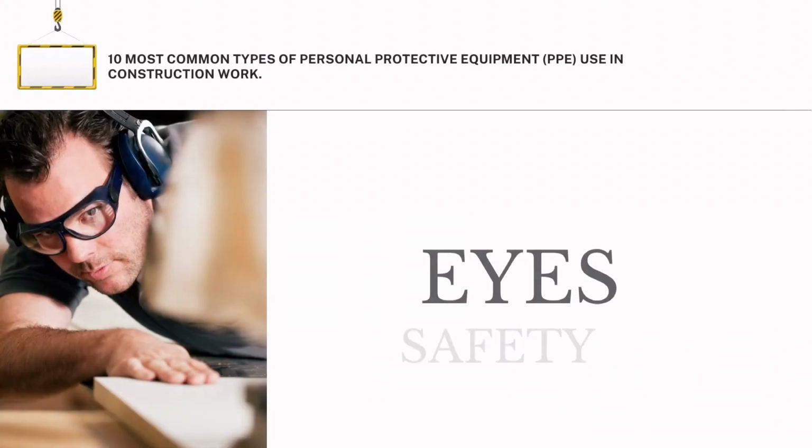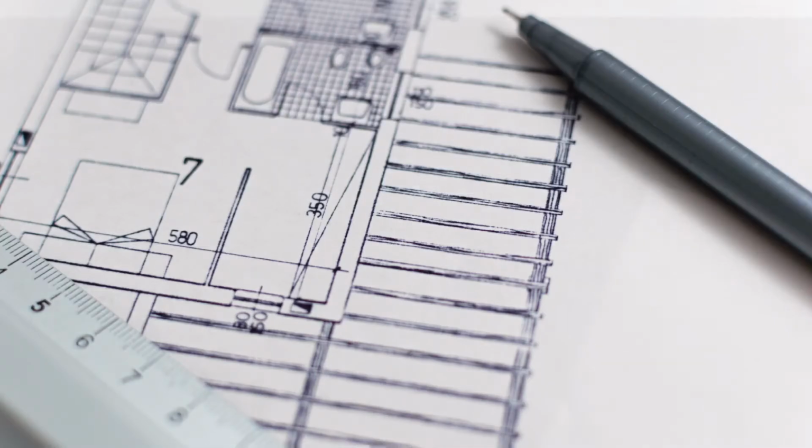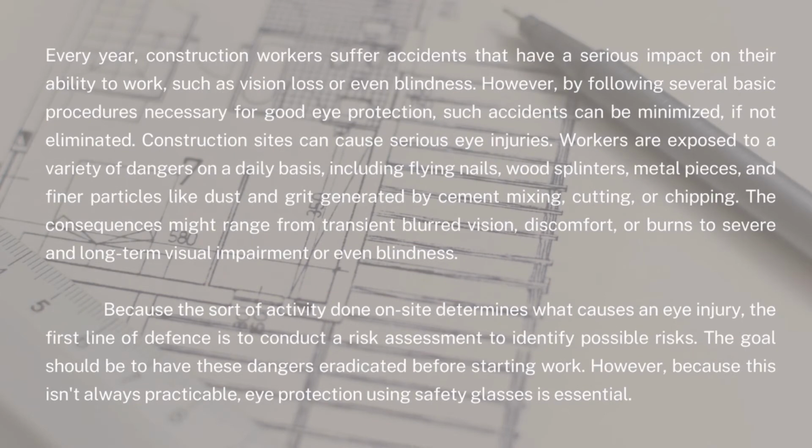Next will be eye safety. Every year, construction workers suffer accidents that have a serious impact on their ability to work, such as vision loss or even blindness. However, by following several basic procedures necessary for good eye protection, such incidents can be minimized, if not eliminated.